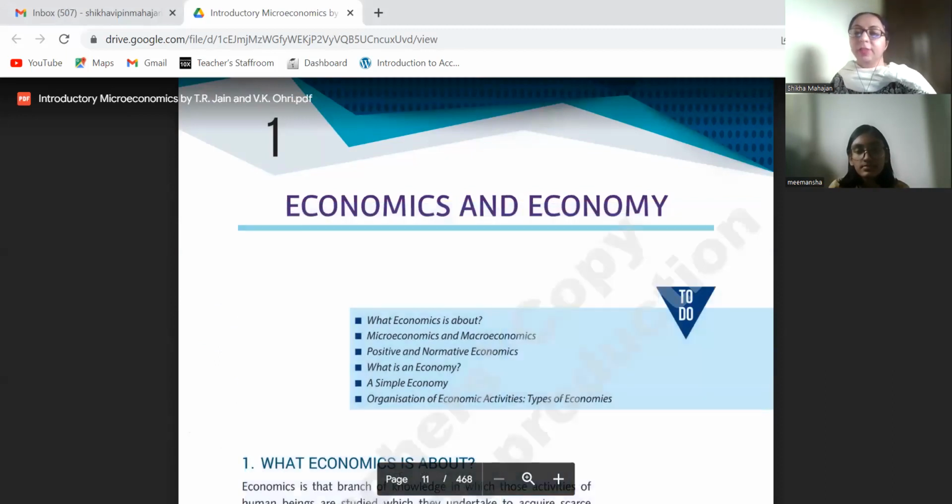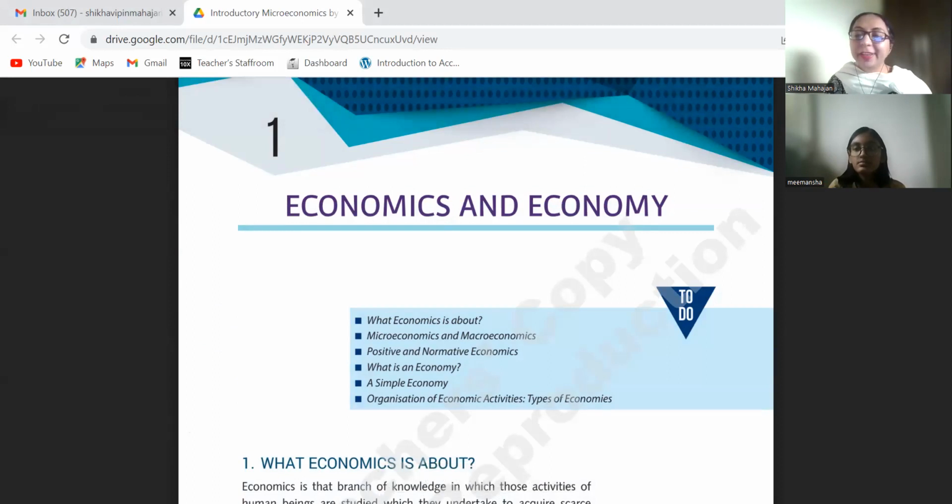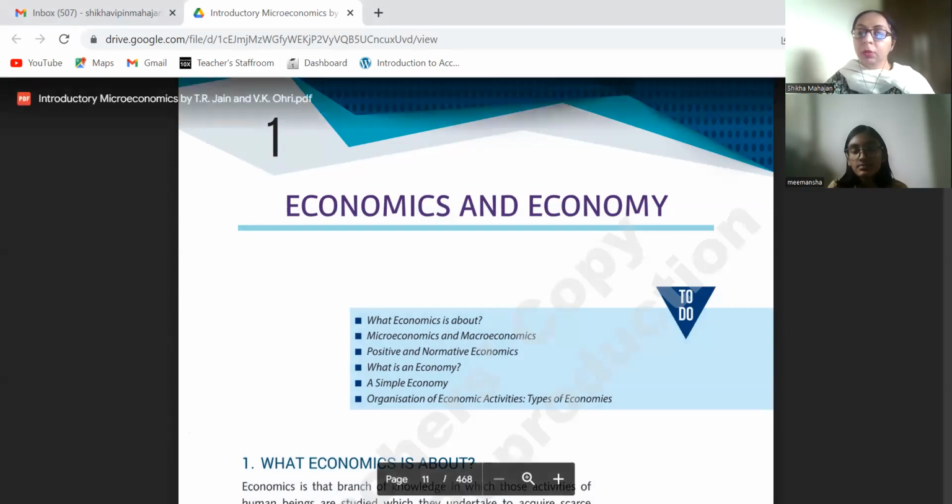So today we will be studying what economics is about, microeconomics and macroeconomics, positive and normative economics. What is an economy? A simple economy will talk about organization of economic activities, types of activities, and also central problems of a central economy. We'll discuss PPF and opportunity cost in the next class.